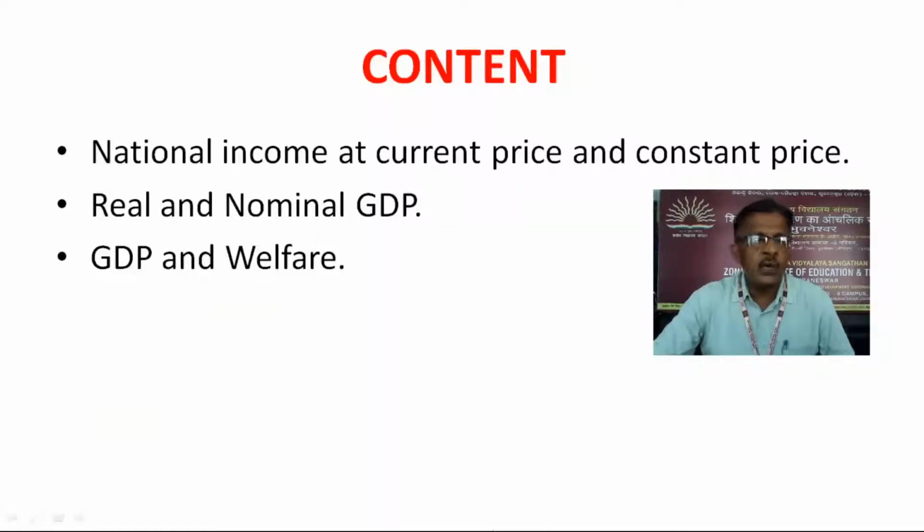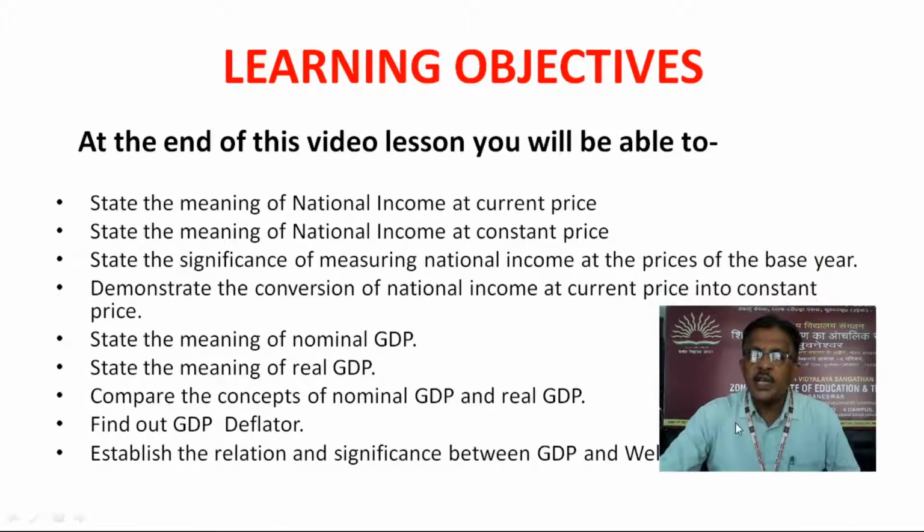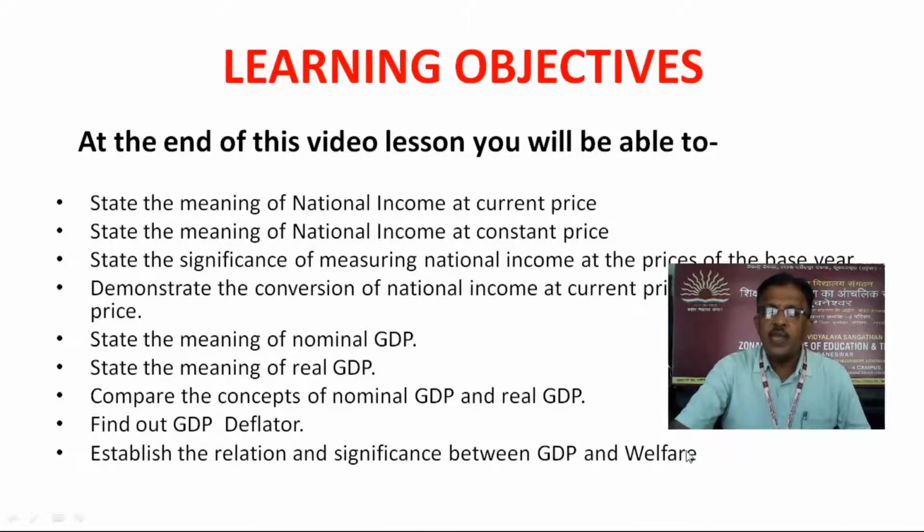The content to be covered in this lesson: national income at current price and constant price, real and nominal GDP, GDP and welfare. The learning objectives: at the end of this video lesson, you will be able to state the meaning of national income at current price, state the meaning of national income at constant price, state the significance of measuring national income at the prices of the base year, demonstrate the conversion of national income at current price into constant price, state the meaning of nominal GDP, state the meaning of real GDP, compare the concepts of nominal GDP and real GDP, find out GDP deflator, establish the relation and significance between GDP and welfare.